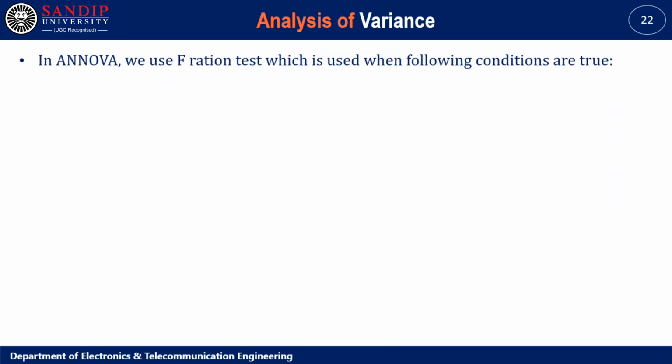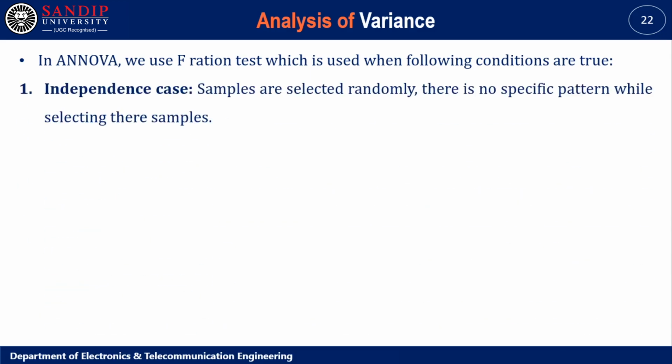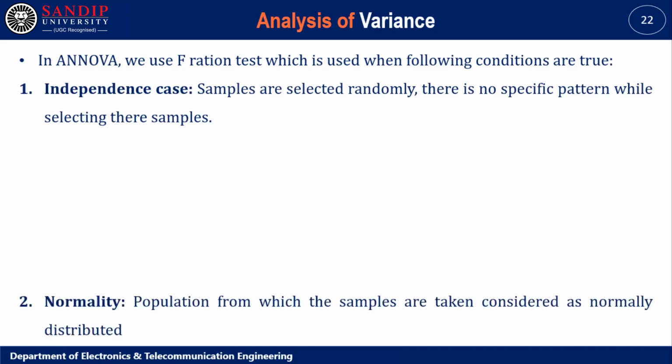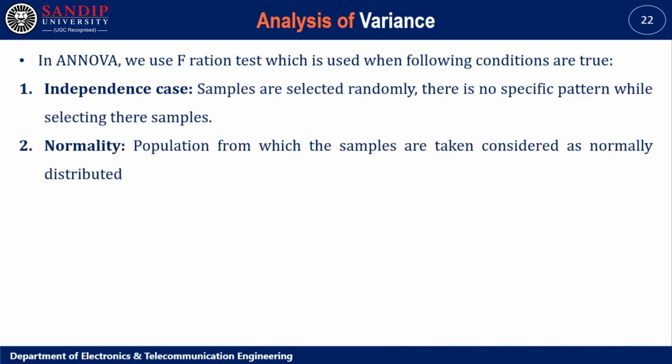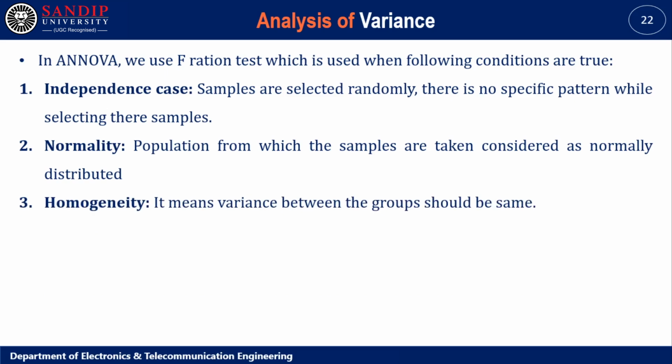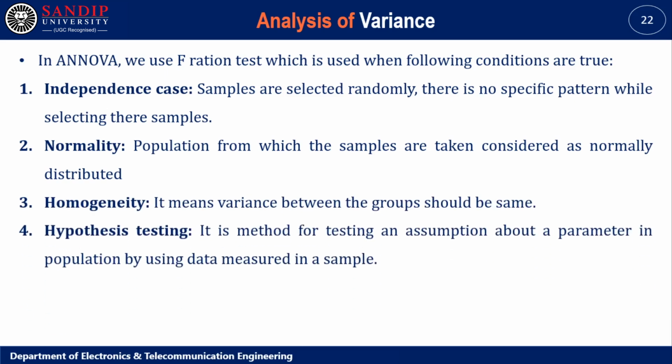In ANOVA, we use the F-ratio test, which is used when the following conditions are true. Independence: samples are selected randomly. There is no specific pattern while selecting the samples. Normality: the population from which the samples are taken is considered normally distributed. Homogeneity: it means the variance between the groups should be the same.